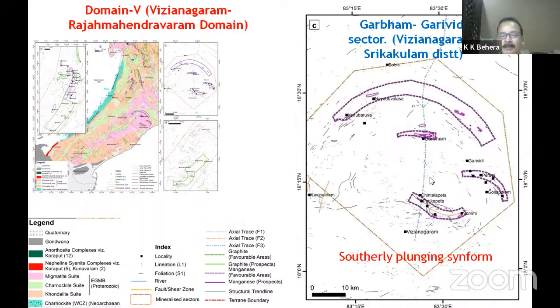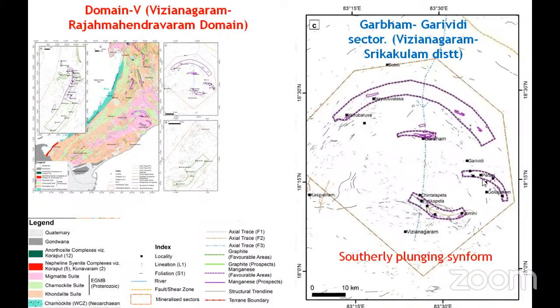And coming to our Garham Garibudi area, it's a southerly plunging synformal structure. These red and purple rectangles are the reported occurrences of manganese. So, in these gap areas, following the regional structure, we can take up exploration. We need to revisit those areas and follow the regional structure. Again, there are several bends towards the south of this also.